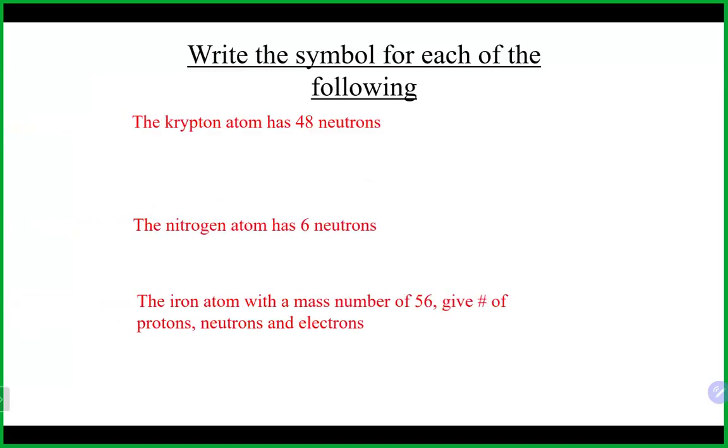Okay, so let's try a few more here. This one, we want to write the symbol with the mass number and the atomic number on it. Now, clearly in this case, since it doesn't mention anything about a charge, you could assume that all these guys are neutral, yeah?